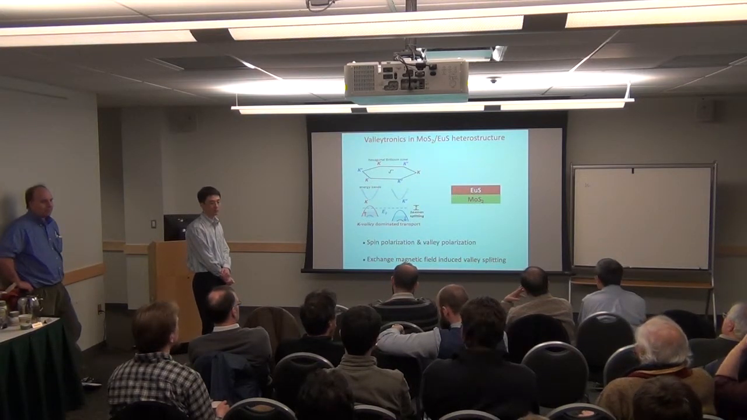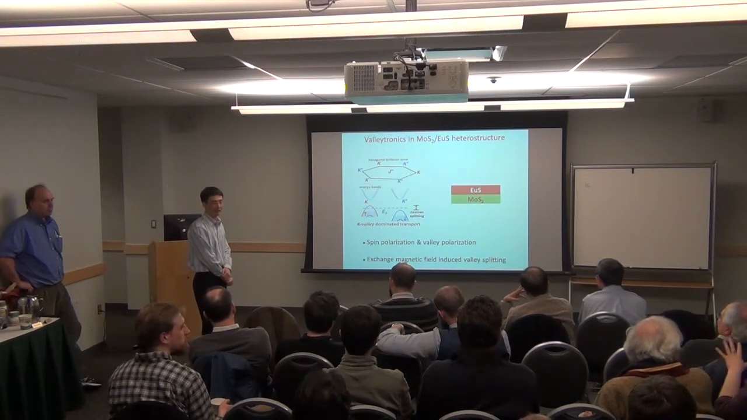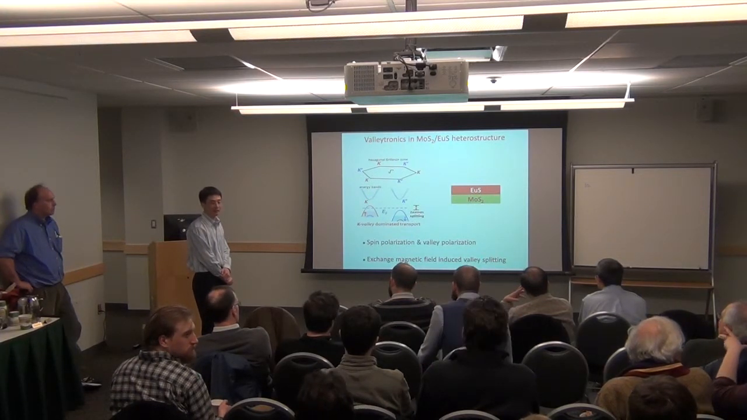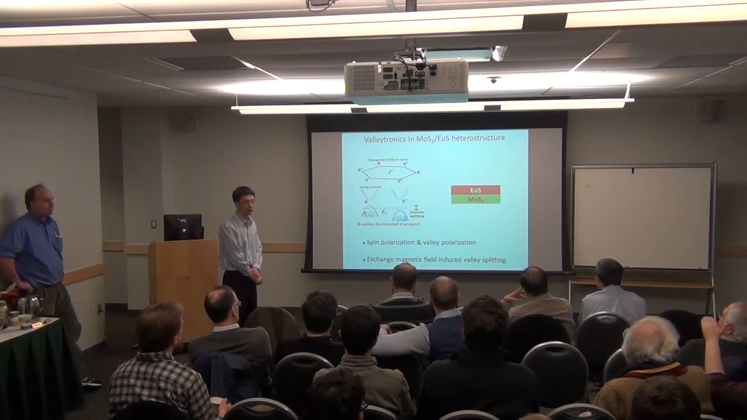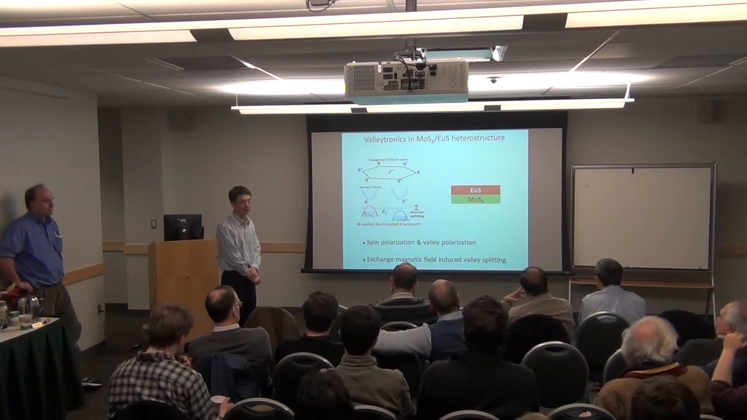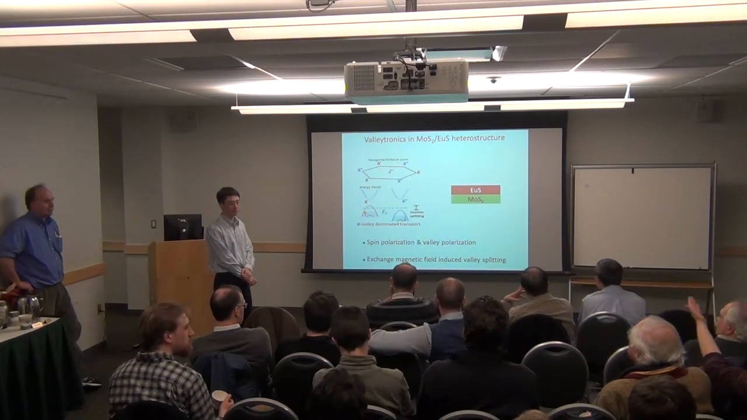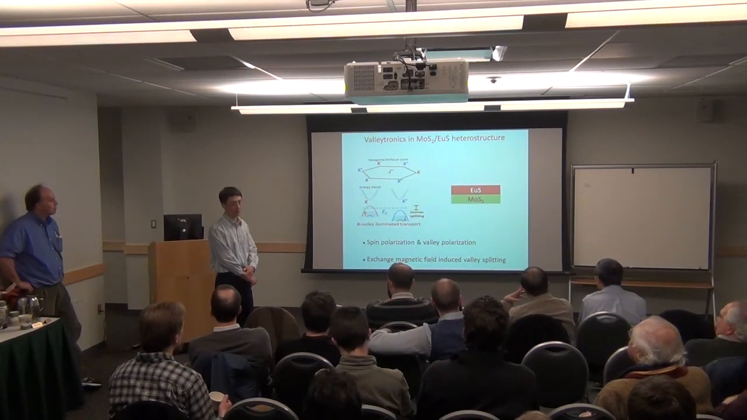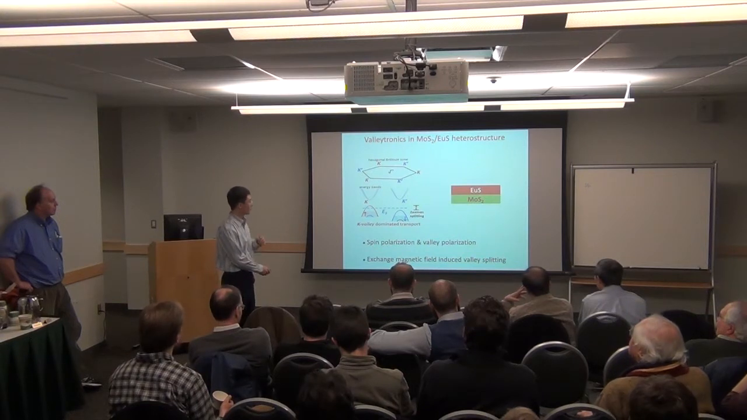Okay. So maybe for the people in the back rows, if you don't mind explaining what is the difference between this system and, let's say, a two-dimensional electron gas or quantum well instead of molybdenum diselenide. I could have spin injection from a ferromagnetic contact into a 2D quantum well. If you could explain a little bit about the difference between the two systems.